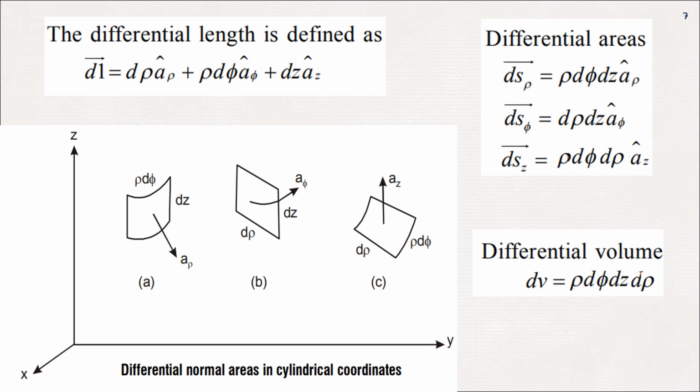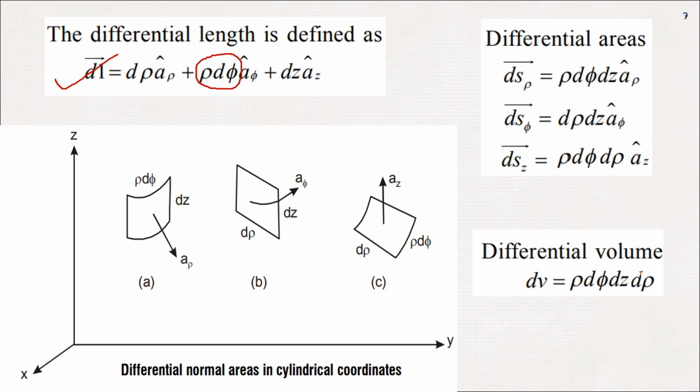Now, having seen the various differential elements, let us find out the differential length. Differential length is d rho into a rho, and the next differential length is going to be rho into d phi into a phi, dz into az. So we have seen the three differential elements: d rho, rho d phi, dz, right?